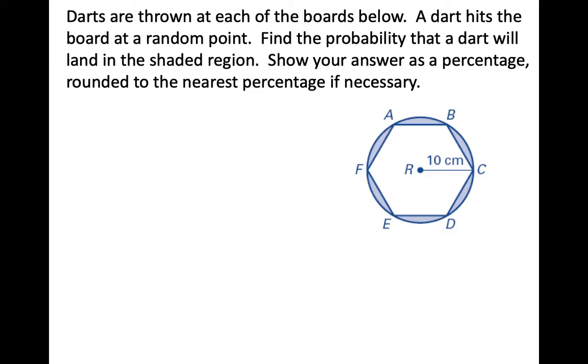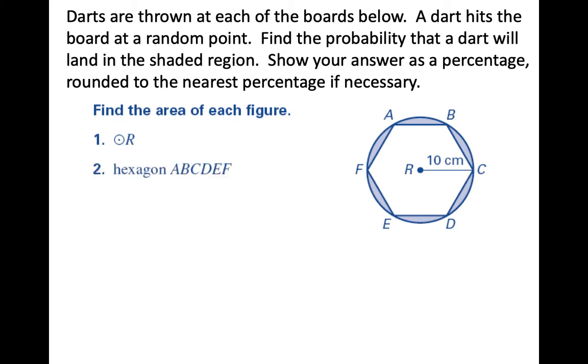Alright, and then finally, here's a good problem here. I've got a hexagon inscribed in a circle, and I want to know the shaded region here. So the first thing I'm going to do is find the area of each figure. So I'm going to find the area of the circle, I'm going to find the area of that hexagon, and I'm going to find the shaded region.